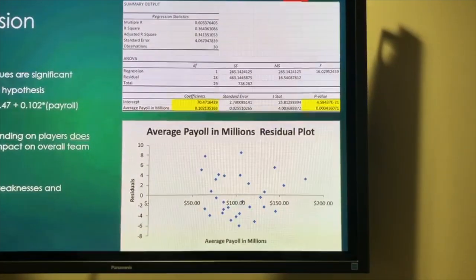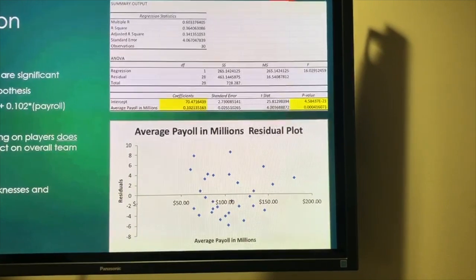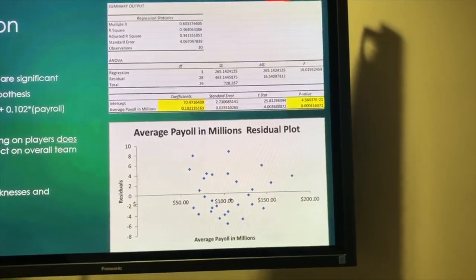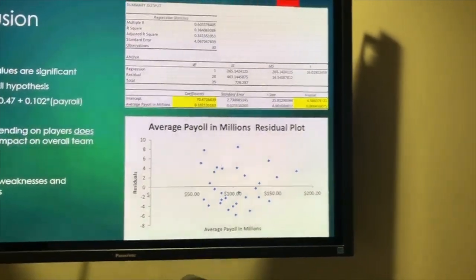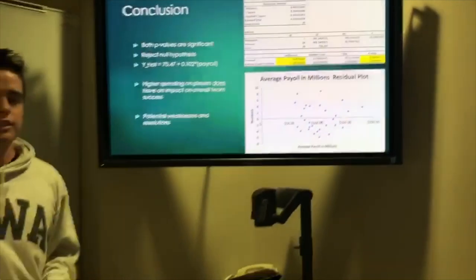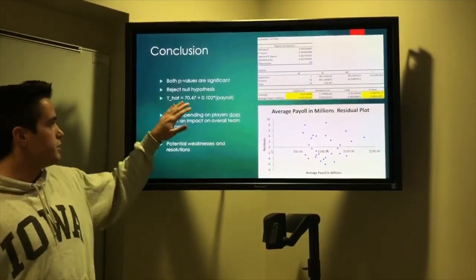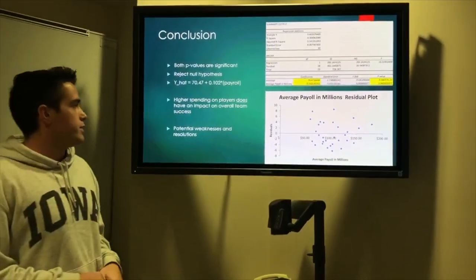Continuing with our conclusion, we can see that our p-values are both below our benchmark of 0.05, meaning that we can reject our null hypothesis that there is no relationship and accept our alternative hypothesis that there is a relationship between spending and a team's wins. Like I mentioned, here is our regression equation using the coefficients from our regression analysis.